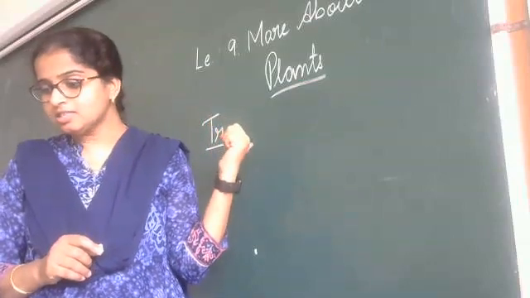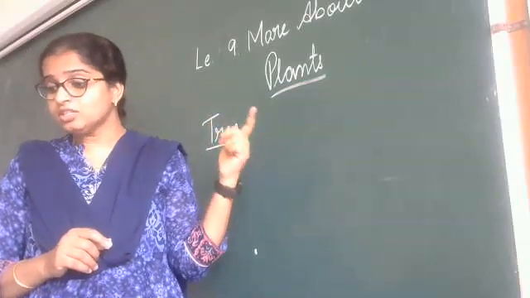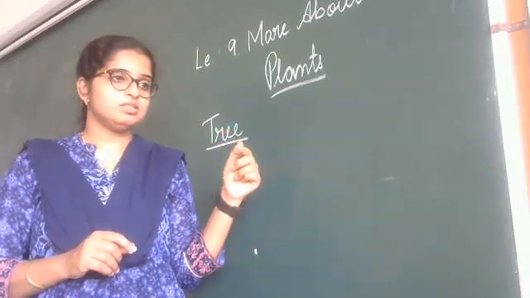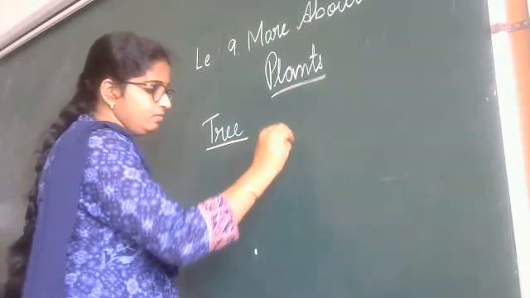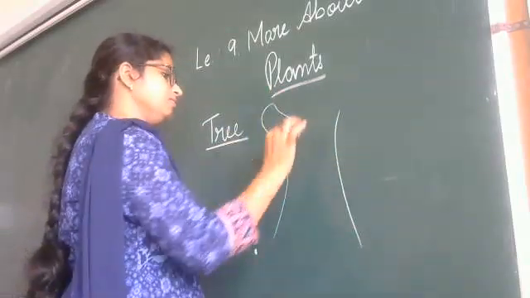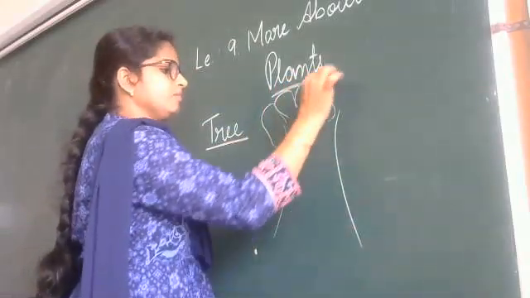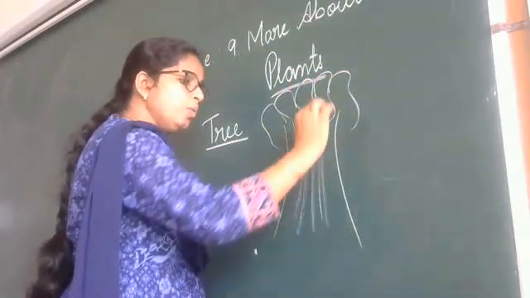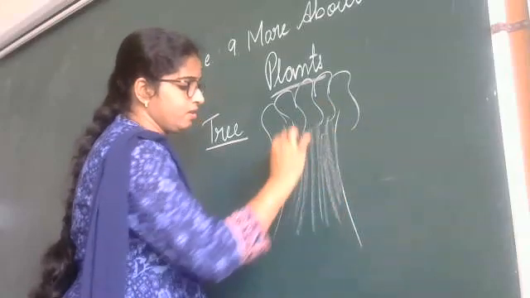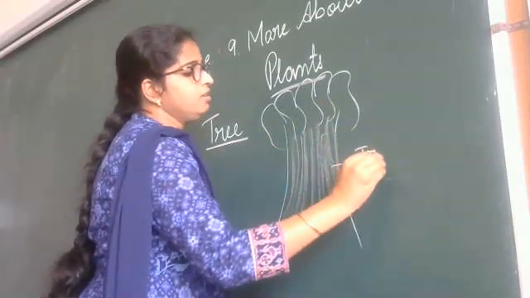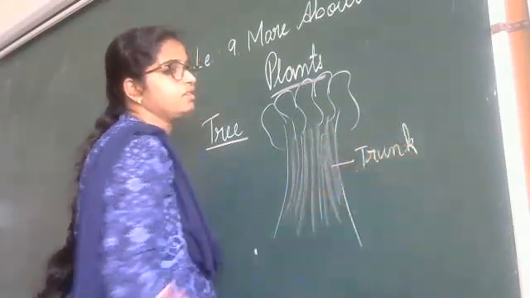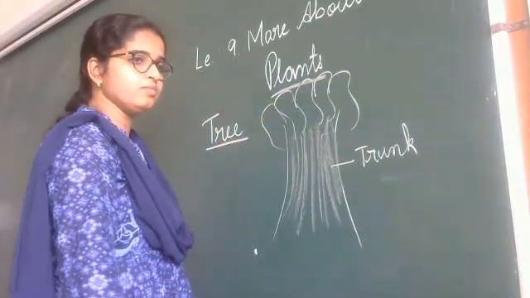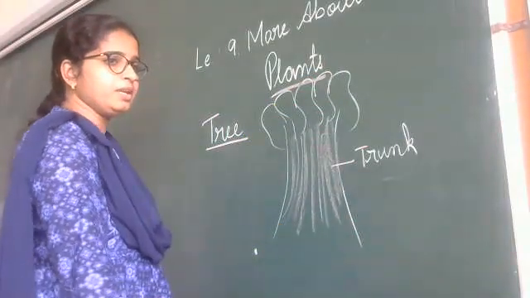A tree has a strong and woody stem called a trunk. A strong, thick and woody trunk. This is called the trunk. I can't bring one tree here to show you, that's why I have drawn it. How can I bring such a big tree for you?